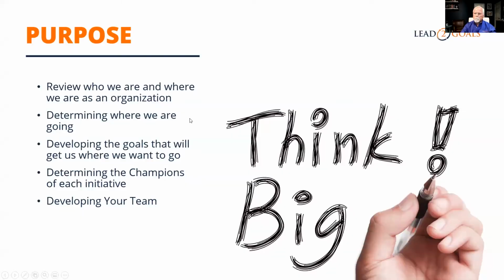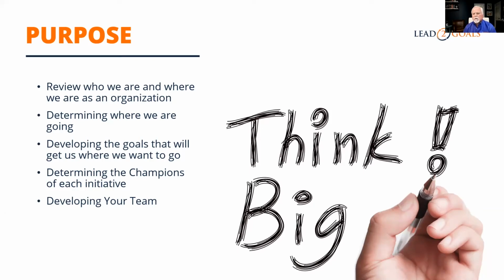So the purpose, several that I see. And not everyone goes through this process when they're putting strategic plans together, but review who we are and where we are as an organization. The who is the culture, right? How we do things around here. Our standard processes are the core values, the mission of the organization, the vision, right? The vision is determining where we're going. Where are we going with this, and what are we trying to do?